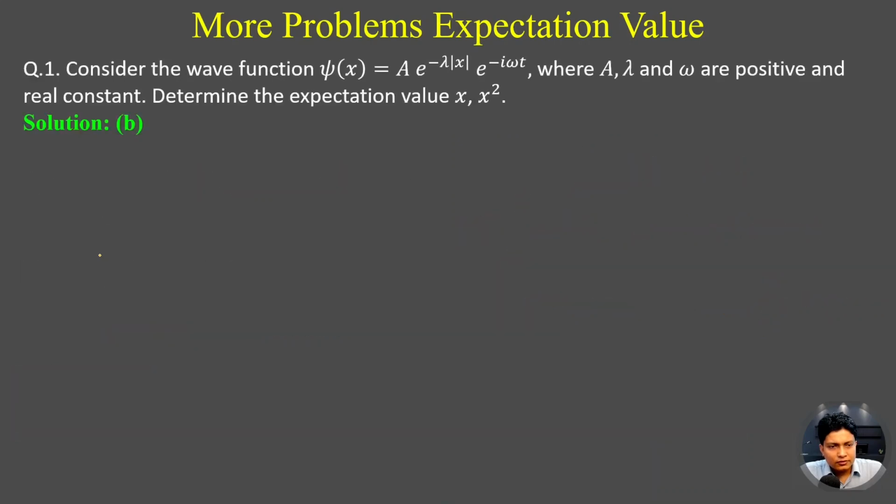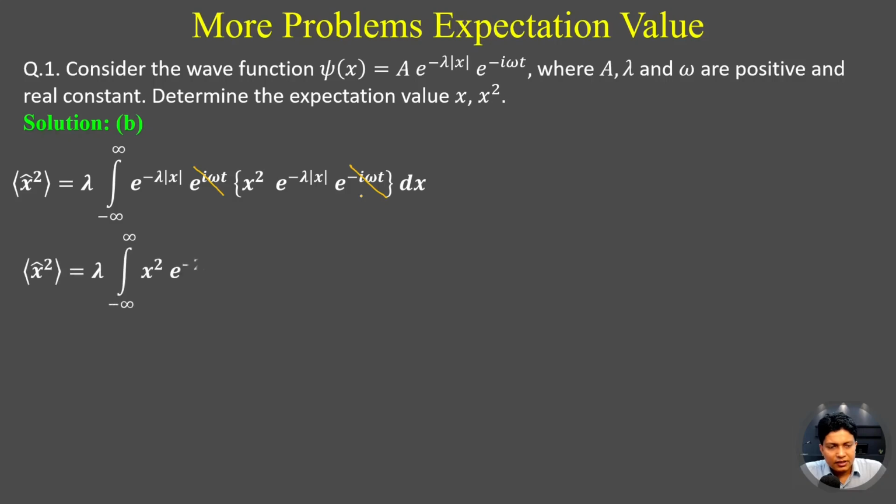Now the next is the expectation value of x square. The expectation value of x square can be written as lambda, integral from minus infinity to plus infinity e to the power minus lambda mod x e to the power i omega t, and here this will be x square, and e to the power minus lambda times mod x e to the power minus i omega t dx. This time also e to the power i omega t and e to the power minus i omega t cancel out. So this integration will be lambda times integral from minus infinity to plus infinity x square e to the power minus 2 lambda mod x dx.